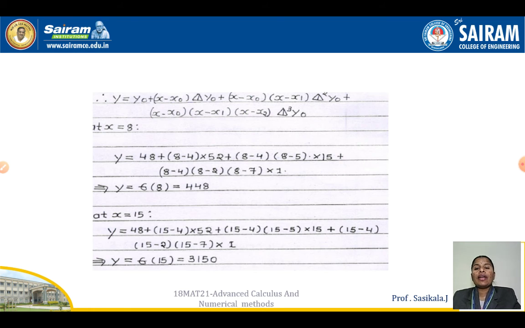Next, write the formula for divided difference up to del cube. Substitute x is equal to 8 into the equation. You will get f of 8 is 442. At x is equal to 15, you will get the answer f of 15 is 3150. You can verify with the calculator whether you are getting the correct answer.